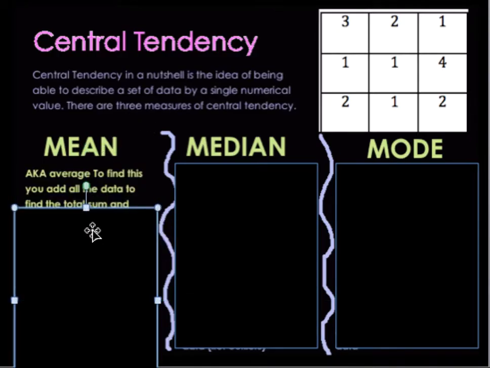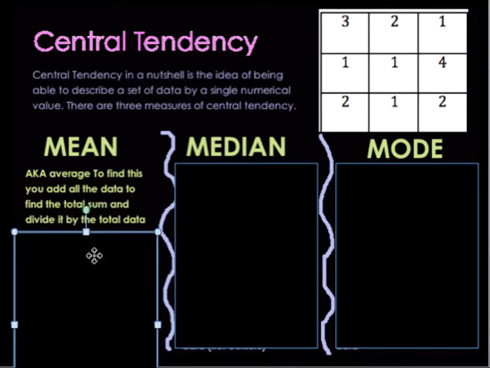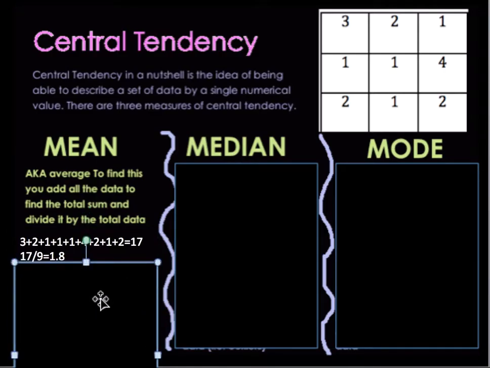So basically, the mean is also known as the average. To find this, you would add all of the data in a data set to find the total sum of it, and then divide it by the total data. If you look over here in the corner, I have a short little data set of 9 numbers. So you would add all of them up.